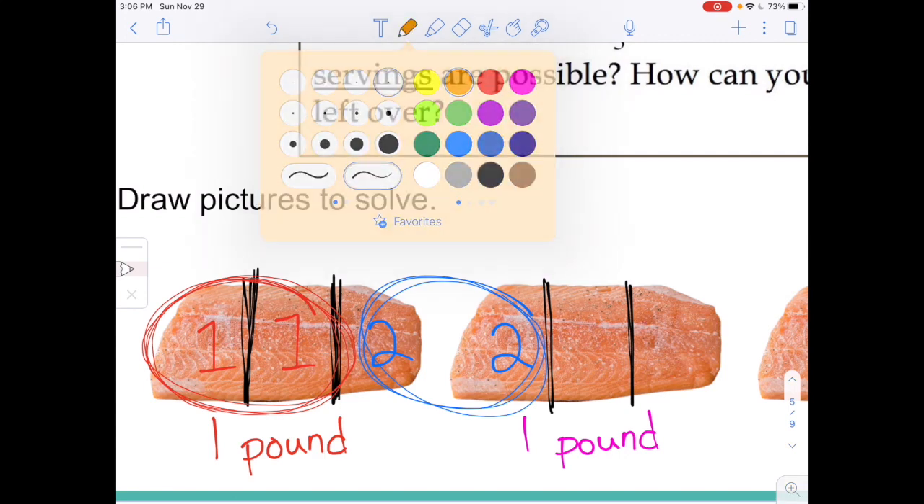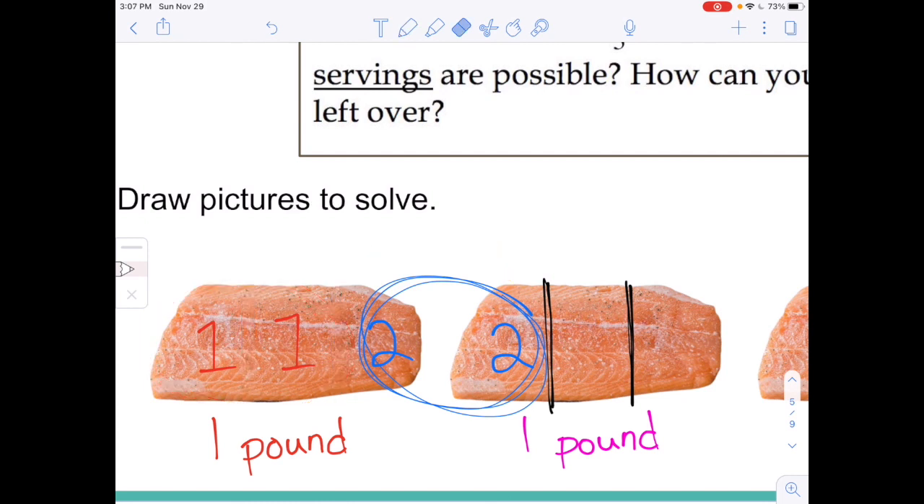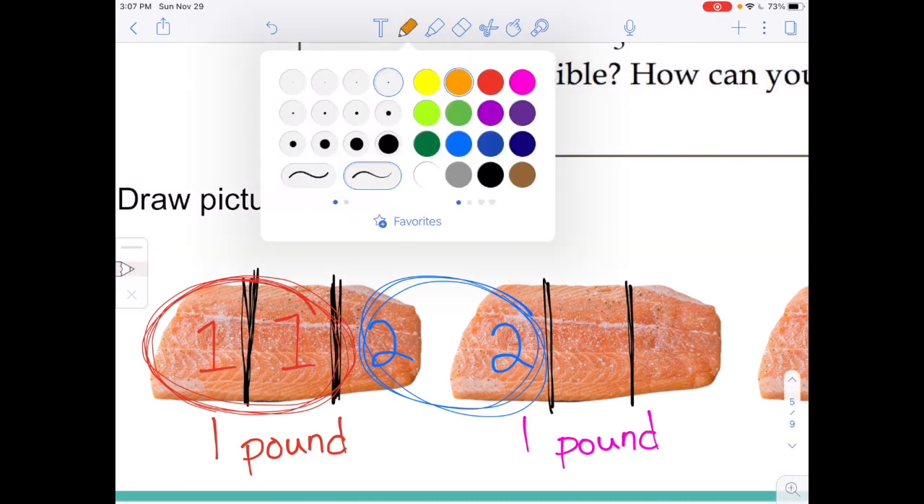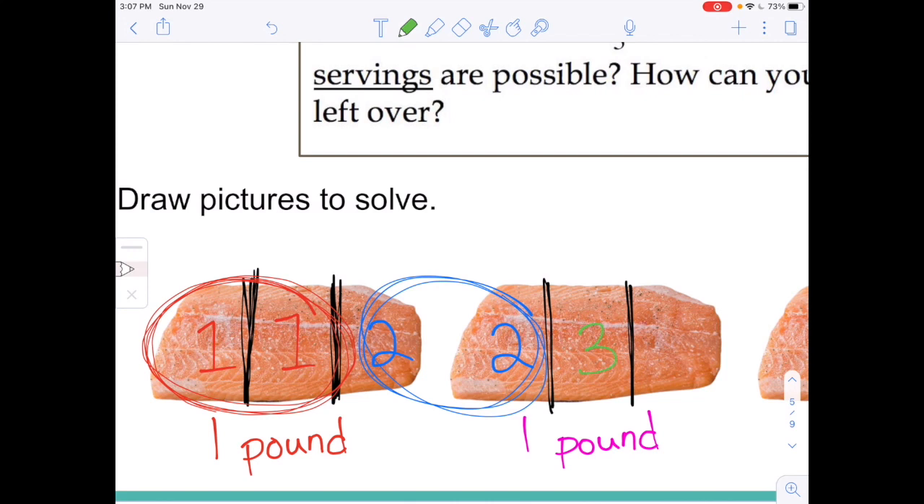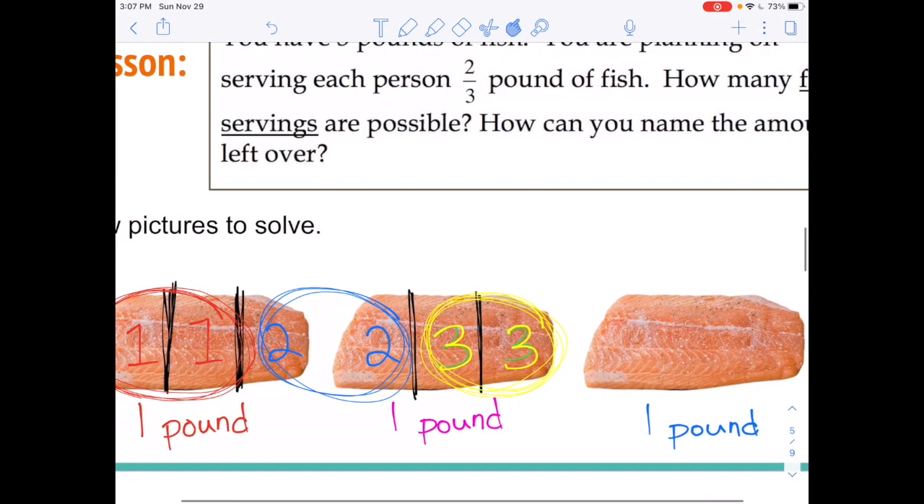Interestingly, if I count them now, there's 1, 2, 3, 4. And remember we said 2/3 plus 2/3 was 4/3? There it is. Oops. All right. So I clearly have enough for the next person. They're hanging out right here. Here's 1, 2. Maybe I'll use a different color. Here's 1, 2. Here's my third person. All right. And I still have a whole other pound hanging out over here.